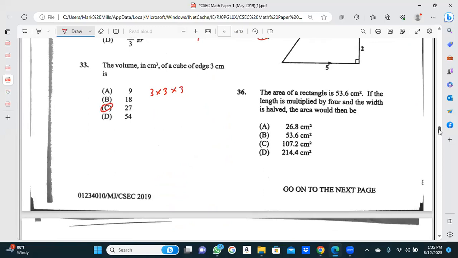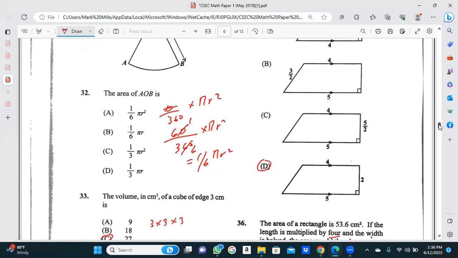36. C. Right. You do that one, so that would be 53.6 times 4 times the half. So 2 goes into 1 times this, so you get 107.2. Okay. 35 again for you. Come again. 35. D as in dog.